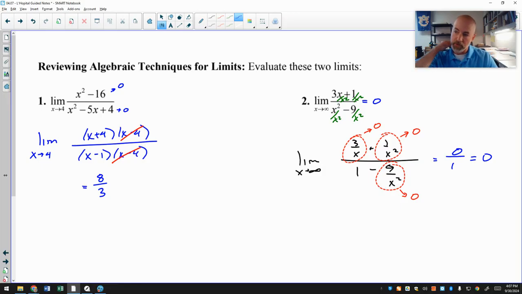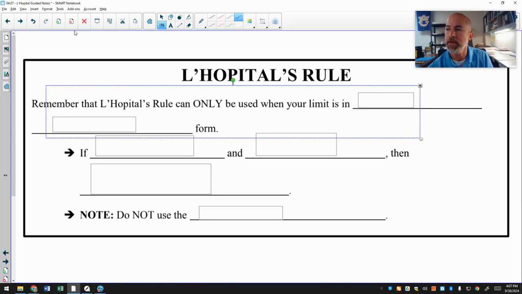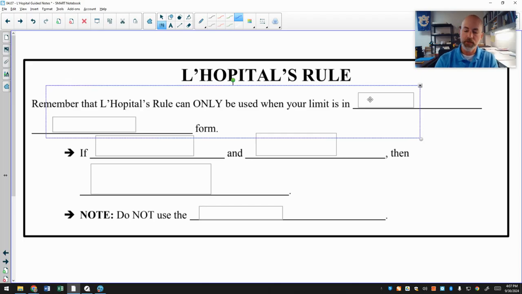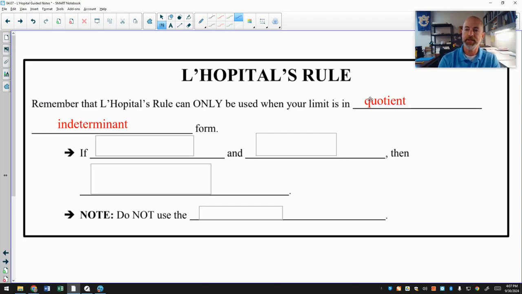Now that's obviously the longest way to work it, and even after L'Hopital's rule, it's definitely more efficient for you to remember those degree rules, but L'Hopital's rule does give you an option if you forget those. So I've mentioned L'Hopital's rule enough, so let's talk about it. L'Hopital's rule can only be used if your limit is in quotient indeterminate form.